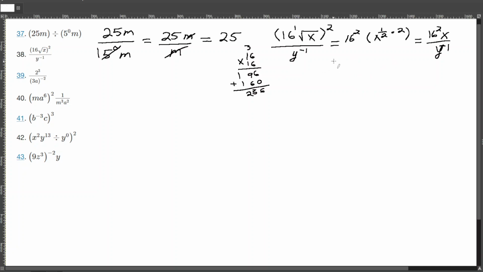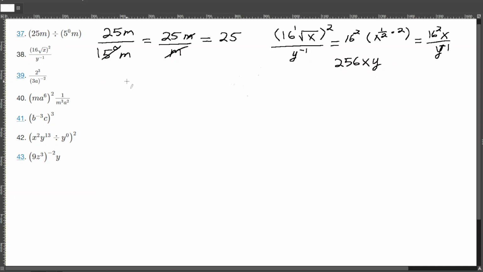So we have 256 x y. And the y goes to the top because it's negative 1, so we just move it up there. Now I'm going to erase this multiplication I have here, so just bear with me while I get rid of it. We don't want to leave it here, it's just going to take up room. Okay, we go back to the pencil tool. So that one was fun.